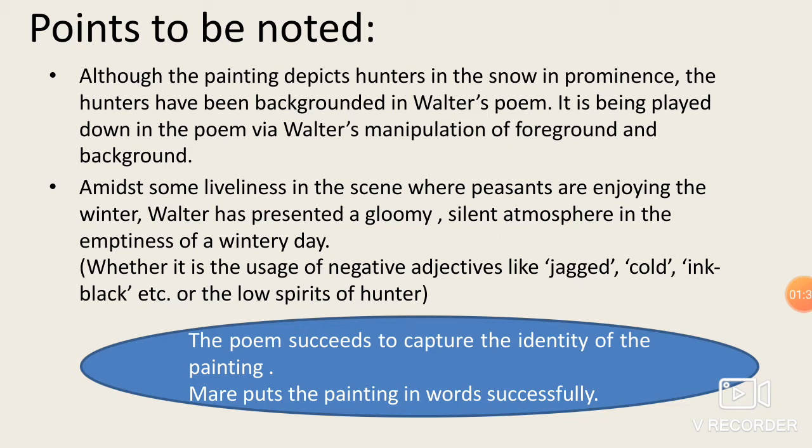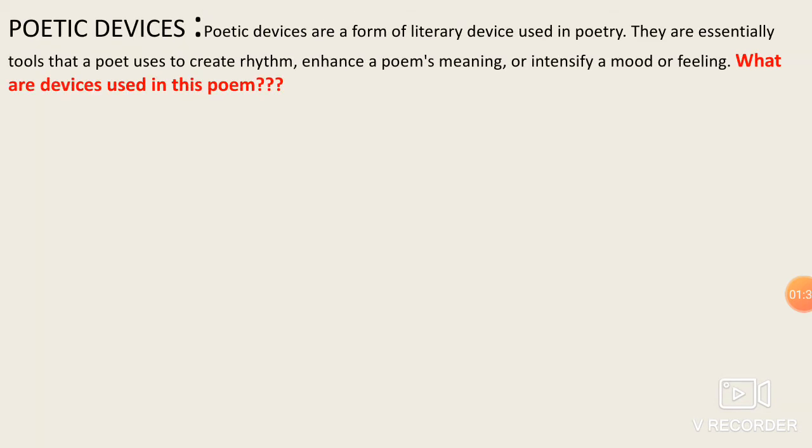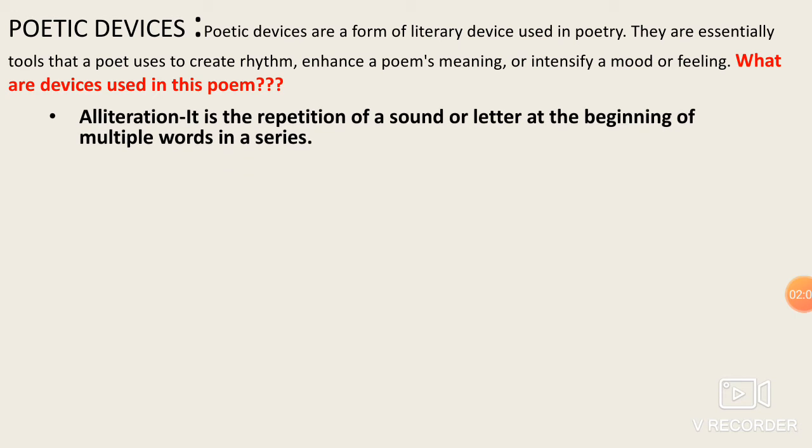Now, let's try to understand the poetic devices used in this poem. Before that, what are poetic devices? They are a form of literary device used in poetry. It helps the poet to create rhythm and enhance the poem's meaning or intensify a mood or feeling. Now, what are the devices used in this poem? Let me tell you. First, alliteration.